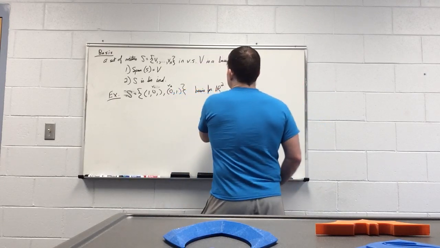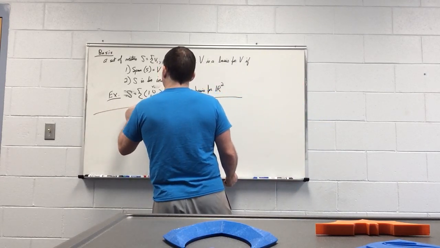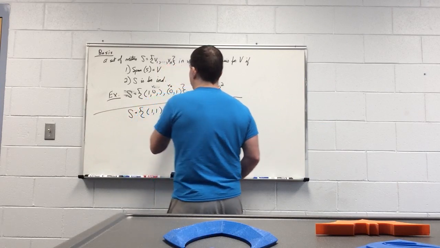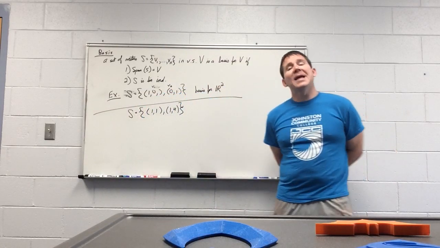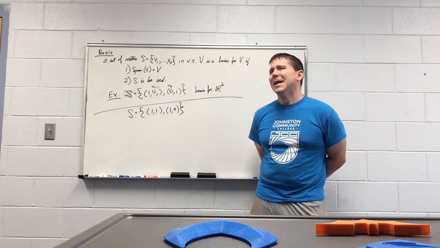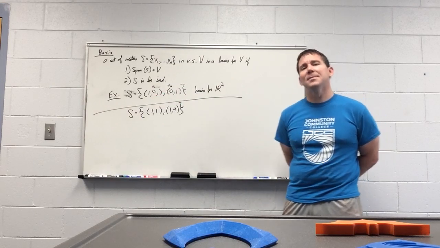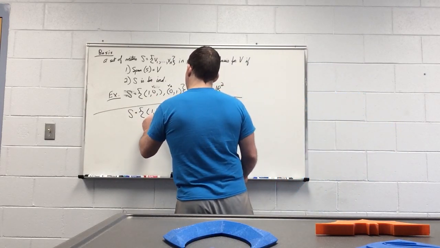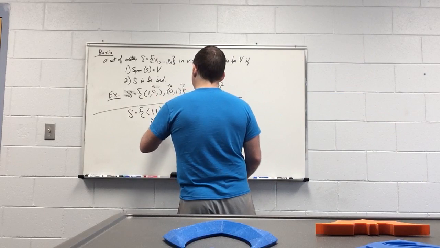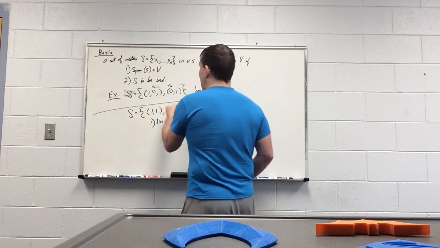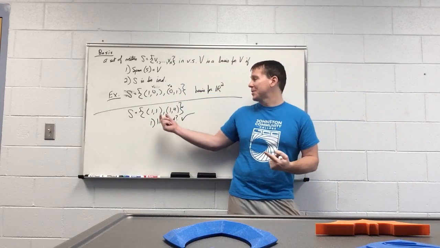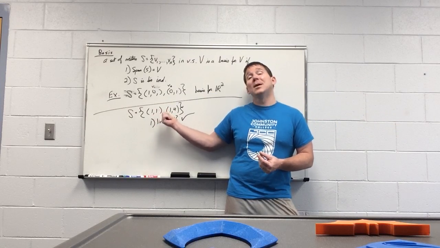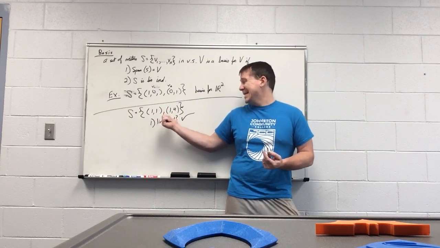What if I had the set S equal to 1, 1 and 1, 4? Does that form a basis for R2? Can a vector space have more than one basis? Well, really quickly, we'll go backwards here. Linearly independent? Sure. In this case, I'm not even going to bother setting up the system. Those are clearly linearly independent because I can't write one as a multiple of the other.